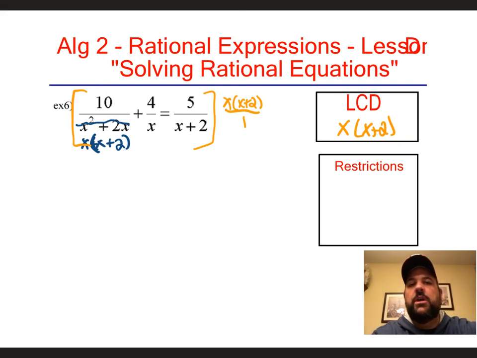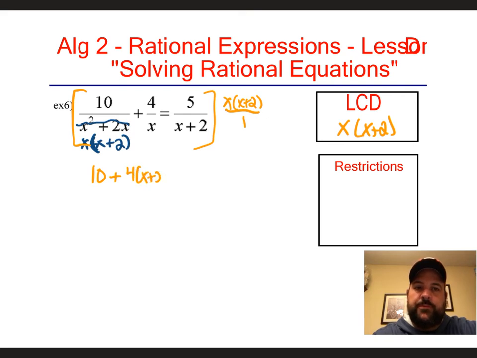All right, so on the left side, the first fraction, when I multiply, the x's cancel, the x plus 2's cancel, we just get 10. When we multiply the second fraction, the 4 over x, the x's cancel, but I still have 4 times x plus 2. And on the right-hand side, when I multiply this by the x over x times x plus 2, the x plus 2's cancel, so I have 5 times x.